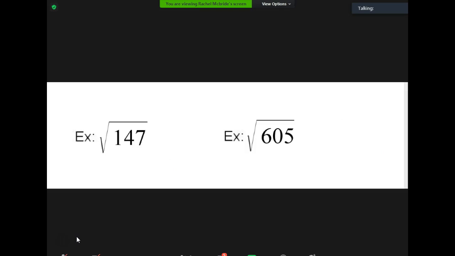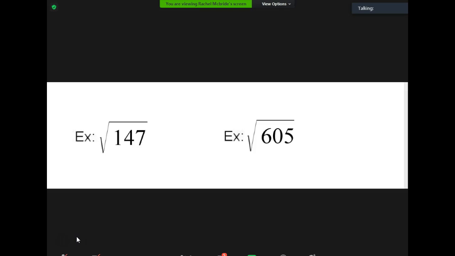As we work through and simplify these, that next page in your packet is your homework. You're doing that very next page in your packet, 1 to 24. And you have the next 20 minutes to do those.